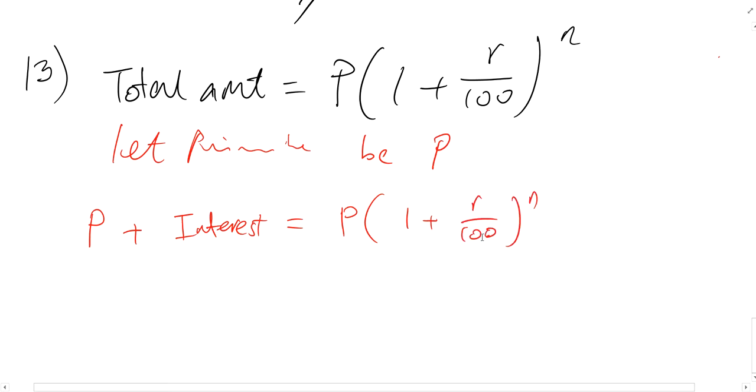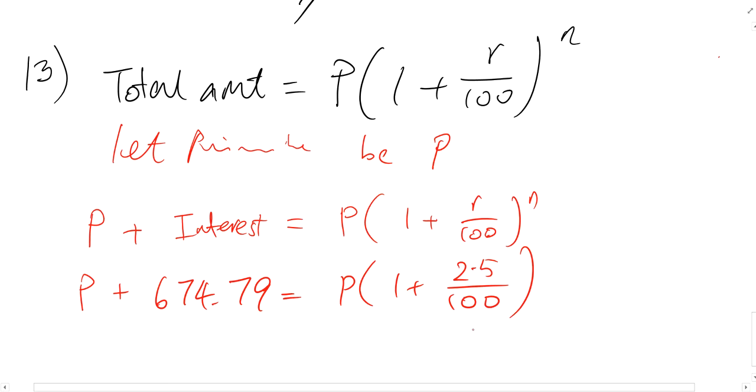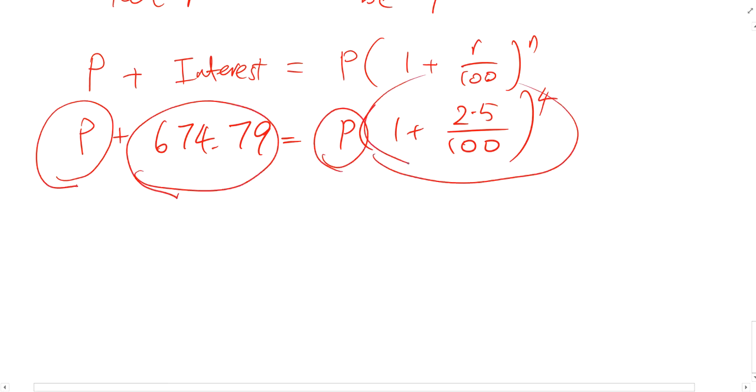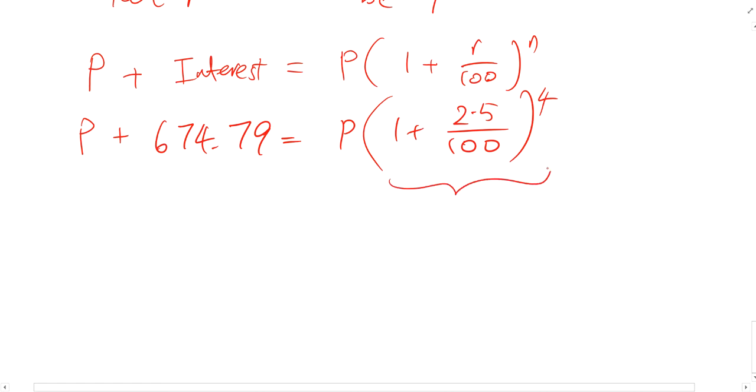So let's do the substitution over here. P is our unknown. P plus, what is the interest? 674.79 equals to P(1 + 2.5/100)^4, the interest rate being 2.5 and the number of years being 4. Find P. Number plus number equals to number times number. Can do, right? Use your calculator to find this.